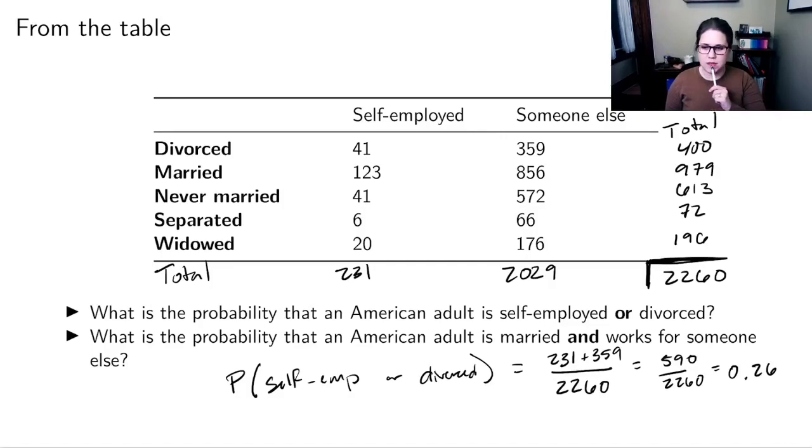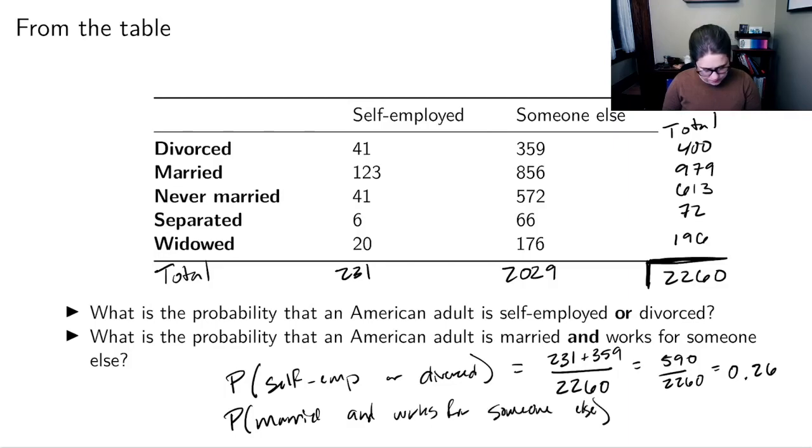And I'll leave the second one as a problem for you to figure out: the probability that someone is married and works for someone else. And we can talk about that in synchronous class.